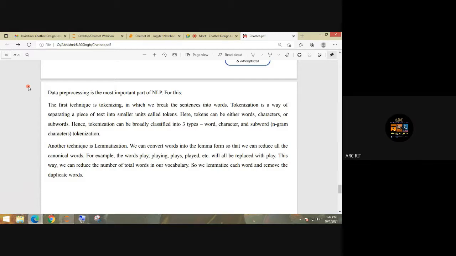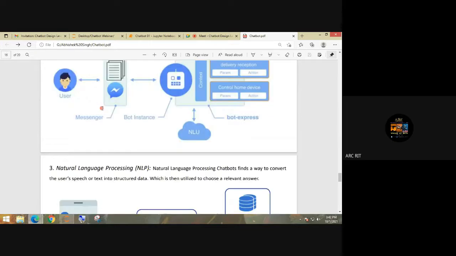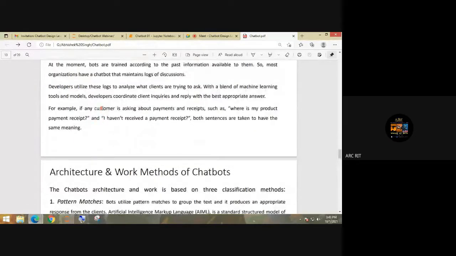It actually means that in tokenization, suppose here I am writing, "where is my product payment receipt?" What tokenization will do is break this sentence into individual words: where, then is, then my, then product, then payment, then receipt. Then someone said, "I haven't received a payment receipt." Then "haven't" will be treated separately, "received a payment receipt." So now this sentence has been broken into words, and these words are then processed.